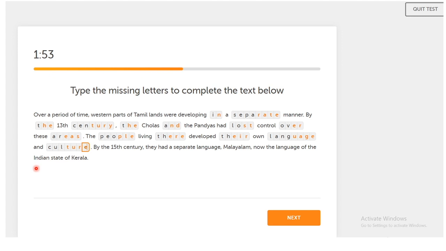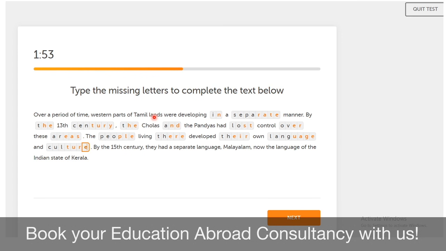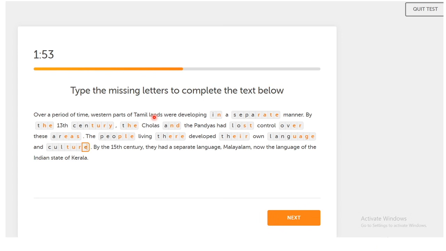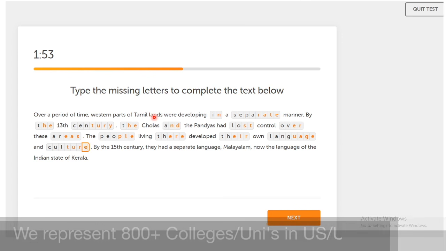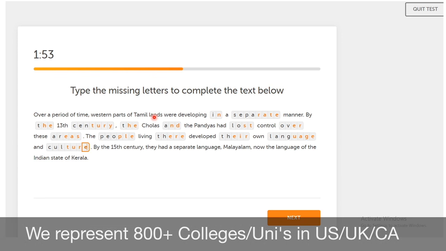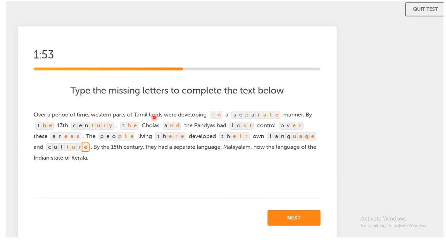Now I'm going to explain what the paragraph is saying and why we have inserted the words that we have inserted. So, over a period of time, western parts of Tamil lands. We are basically talking about Tamil lands, which are in the southern region of India, and we're talking about the western parts of those Tamil lands. Now, what are they saying? This is basically a topic or a paragraph from our history, from our history textbooks.